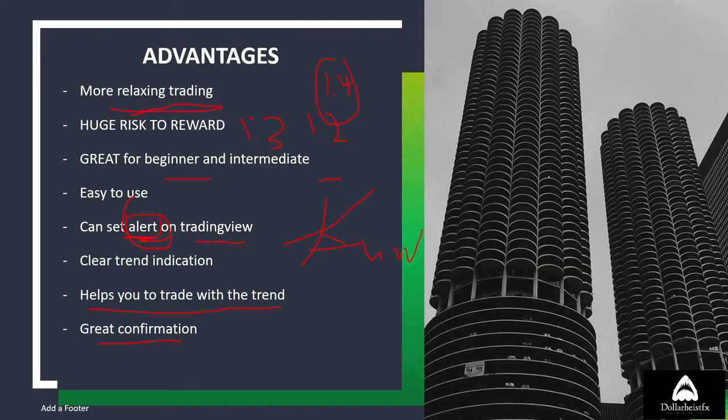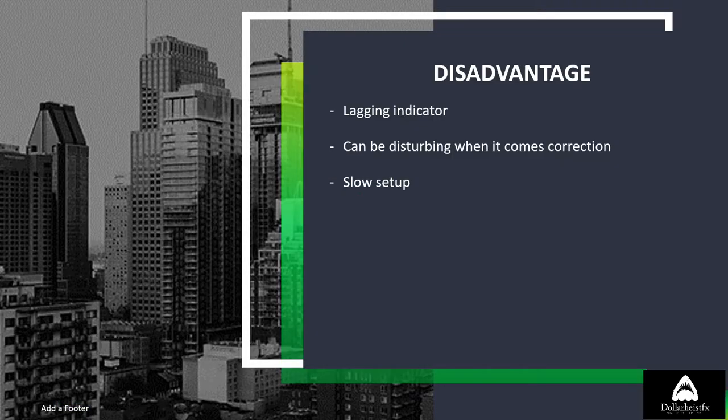It's not bad, it's just a disadvantage. Okay, the first disadvantage of this technique is that since we are using an indicator, and we know the indicator is a lagging indicator, basically the candlestick has to close first, then the indicator has to make a calculation and everything, and then it will move.